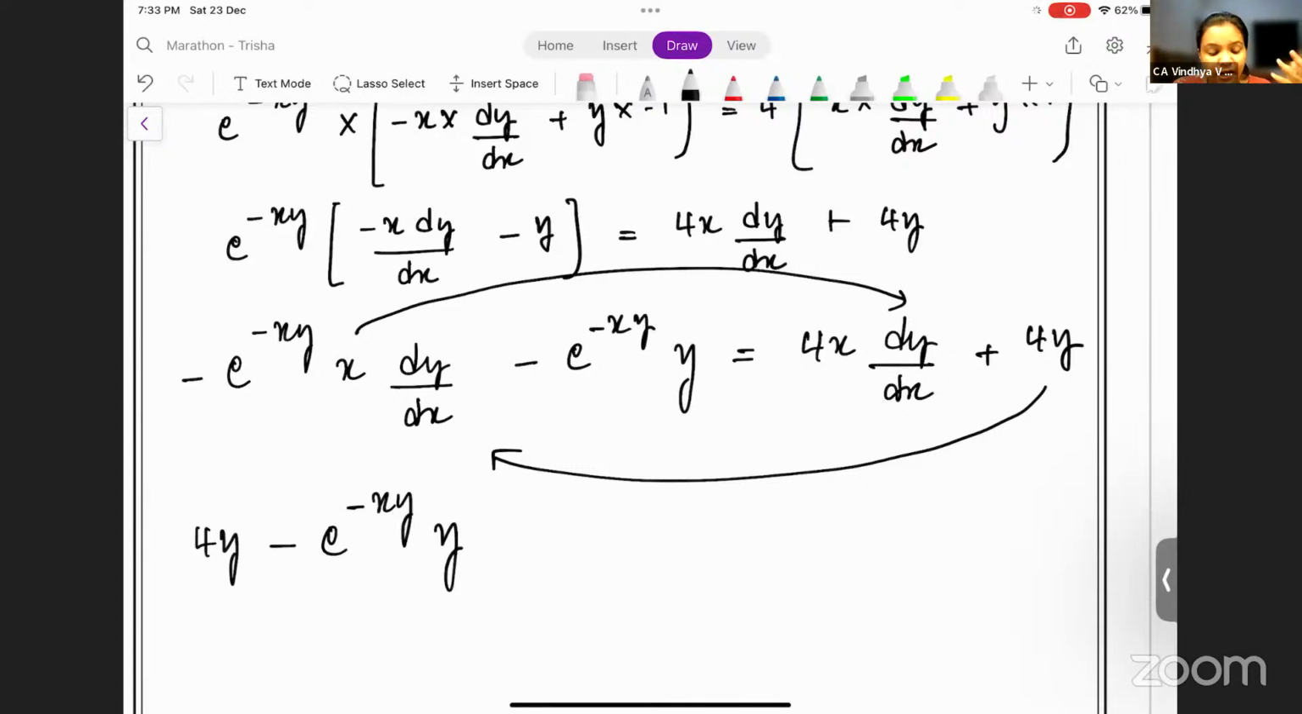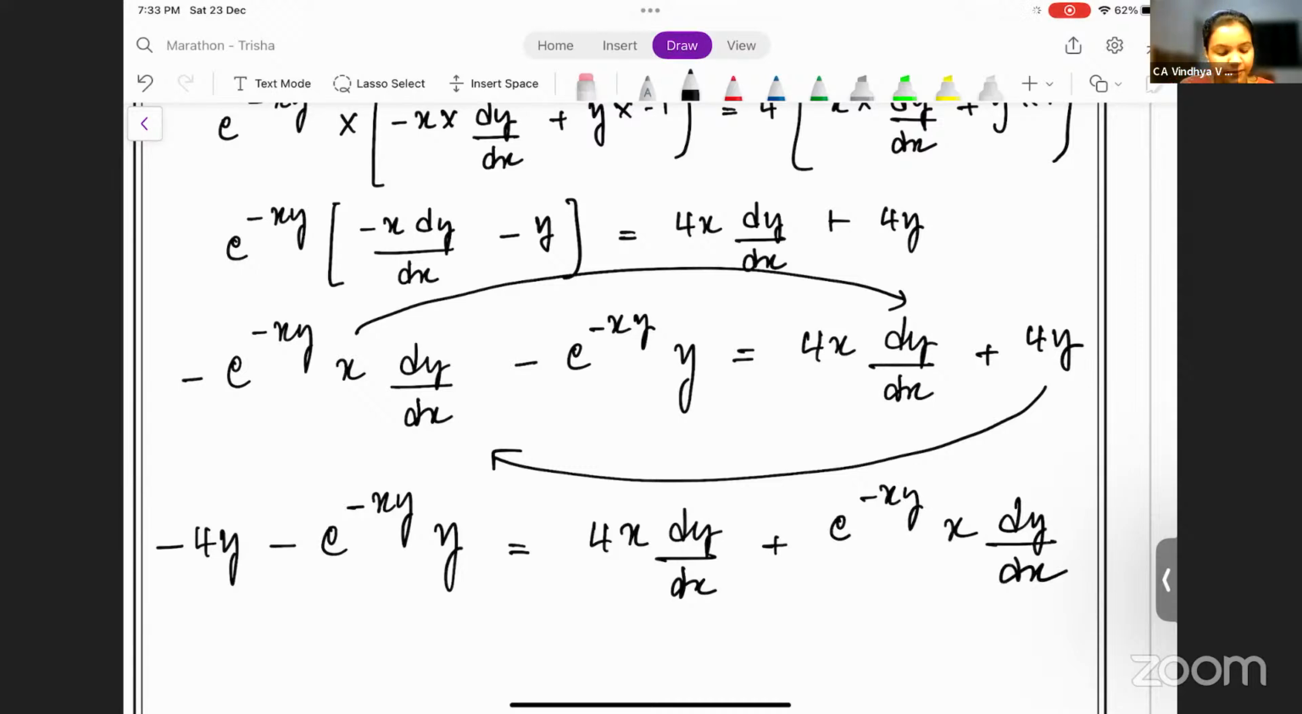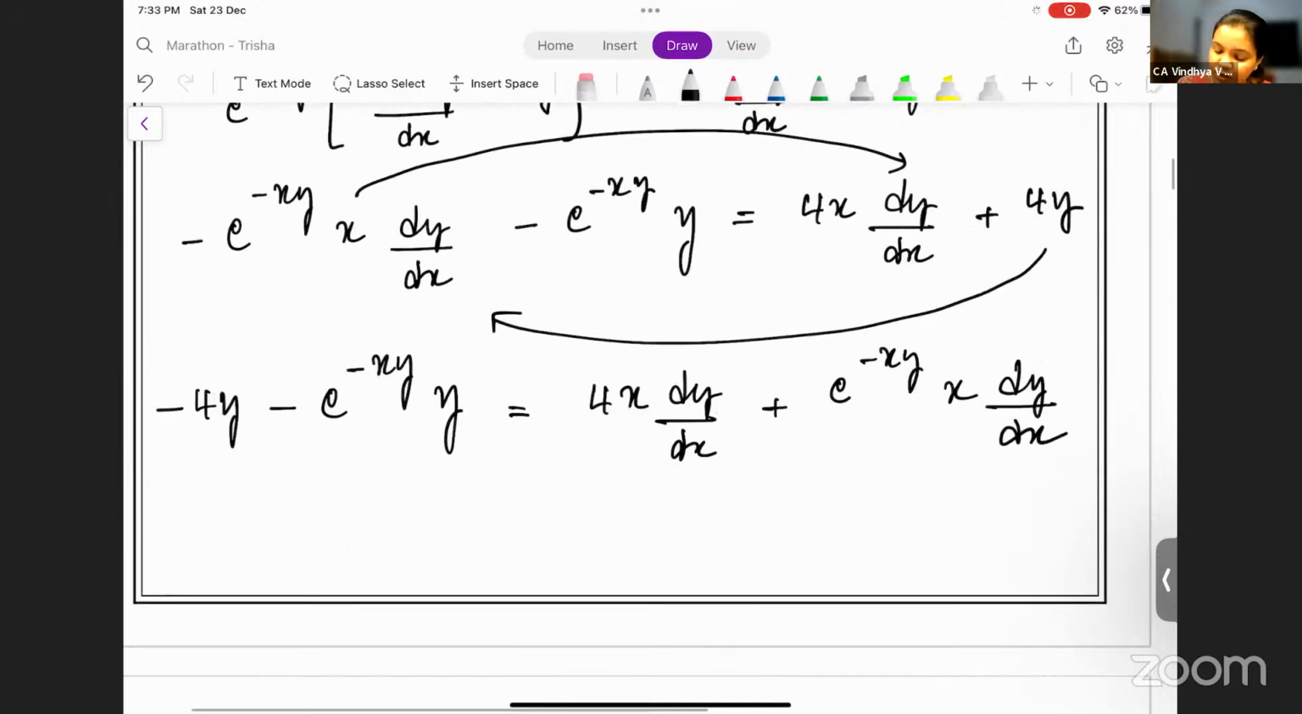Now see here, you're not using derivatives now. What are you doing? Now you're only simplifying it. This is equal to 4x dy by dx plus e to the power minus xy into x dy by dx. Now take whatever is common outside. Here I can take minus y outside.